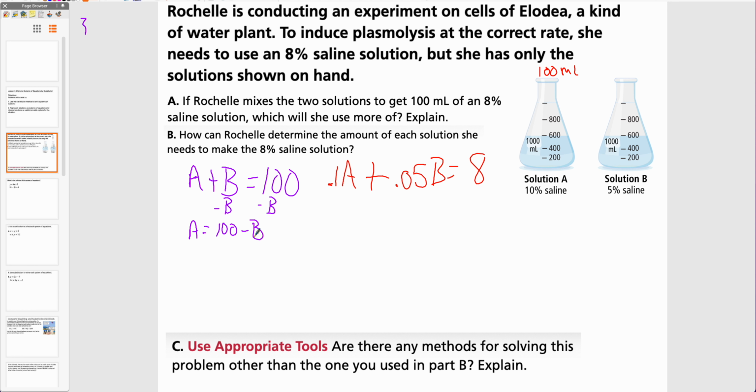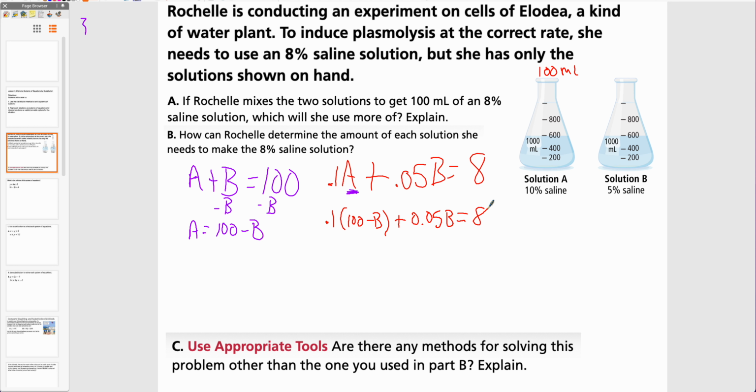That make sense? I've got an A right here in this equation. So what can I put into that equation for A? I can put 100 minus B. So I can do 0.1 times 100 minus B plus 0.05 B equals 8. Now I can solve and figure out what B is.